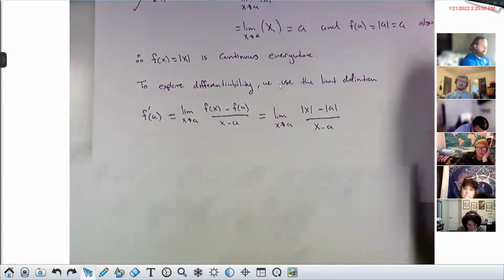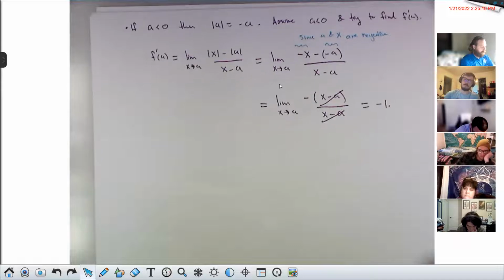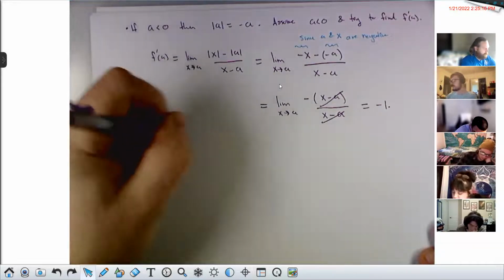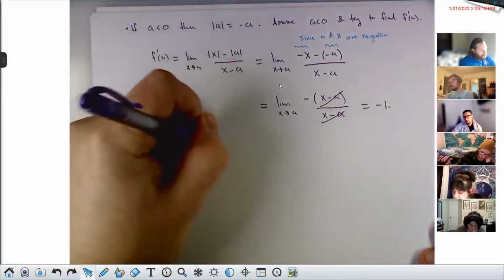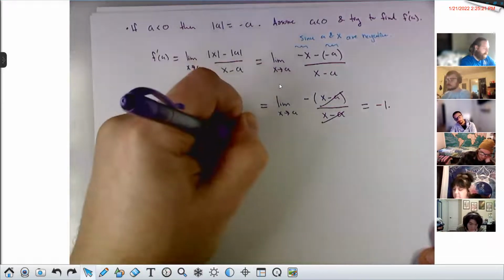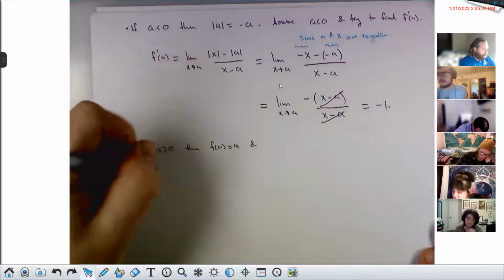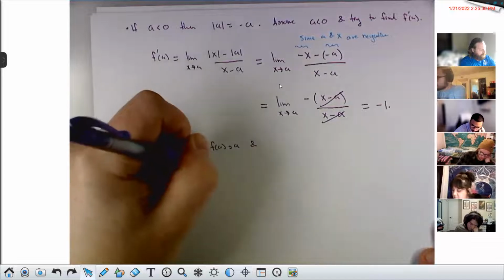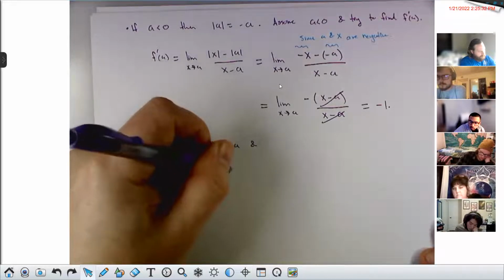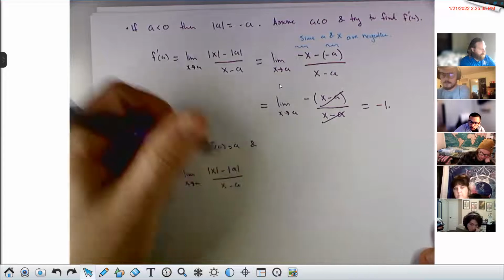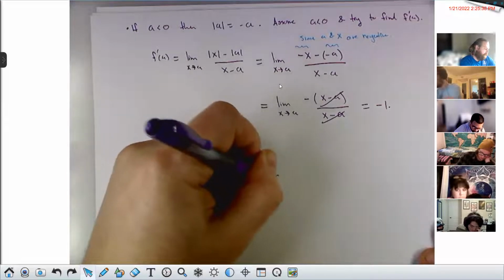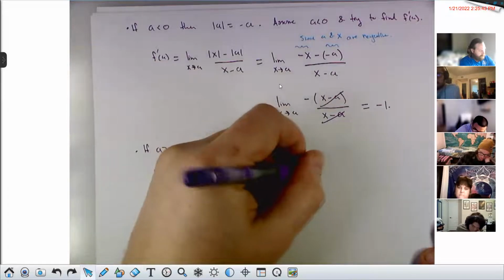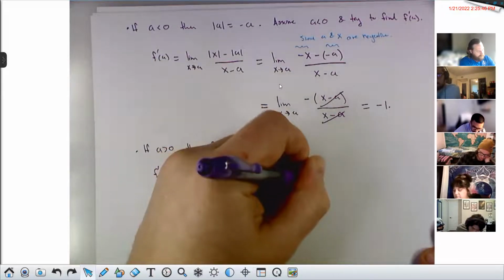Okay. I'm going to skip over a equals 0 and jump to a being greater than 0. If a is greater than 0, then f of a is just a, and f prime of a would be, again, the limit as x goes to a of the absolute value of x minus the absolute value of a, over x minus a, which is the limit as x goes to a. The absolute value of a is just a because a is positive. Downstairs here, I still have my x minus a.